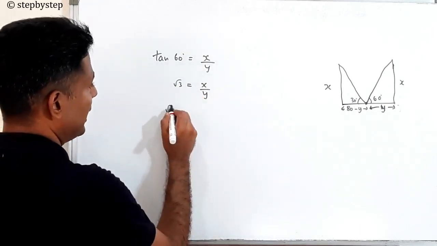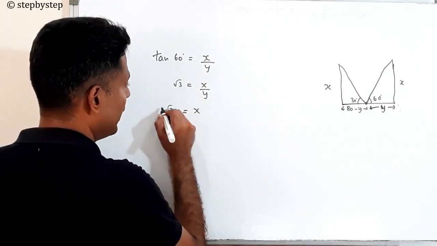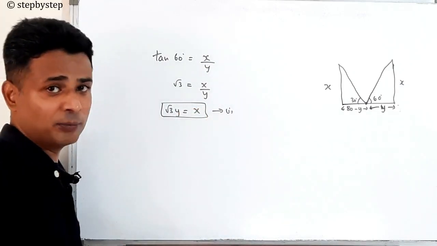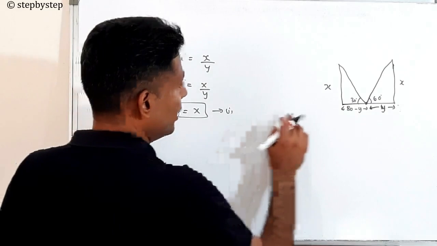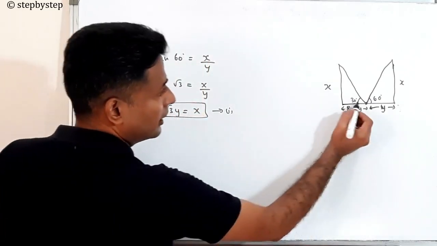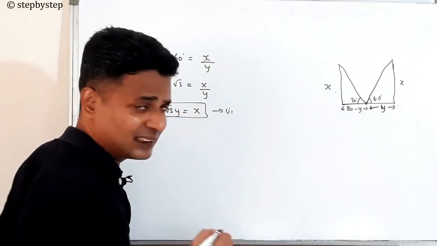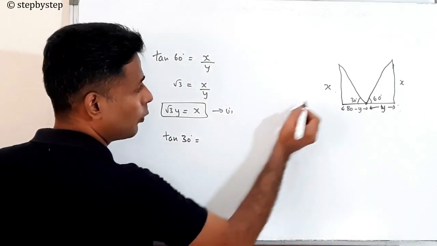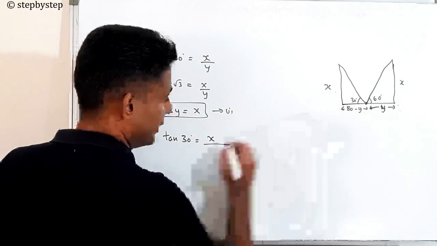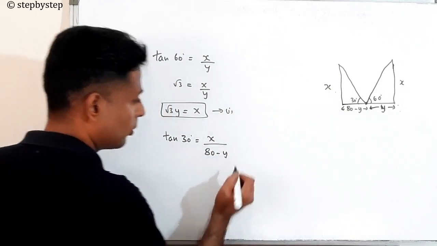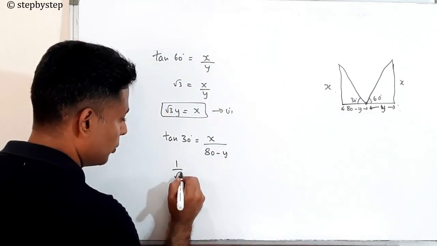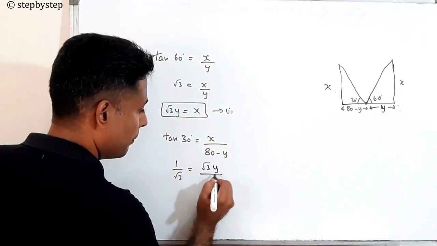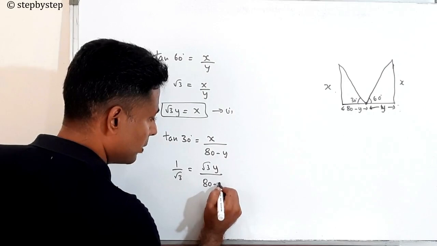I'll transpose, I'll get root 3y equal to x. So we got an equation, y in terms of x or x in terms of y, right? Now use the second one. This is the angle, opposite and adjacent sides are involved. So again we take tan 30 degrees equal to opposite by adjacent, that is 80 minus y. Tan 30 is 1 by root 3, equal to x, we have as root 3y, by 80 minus y.